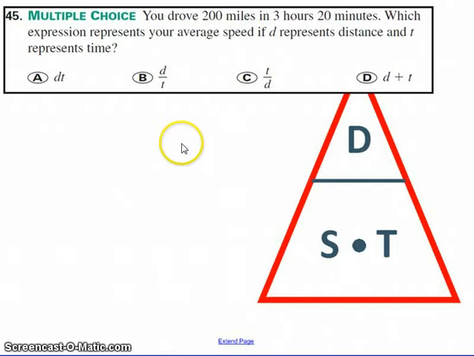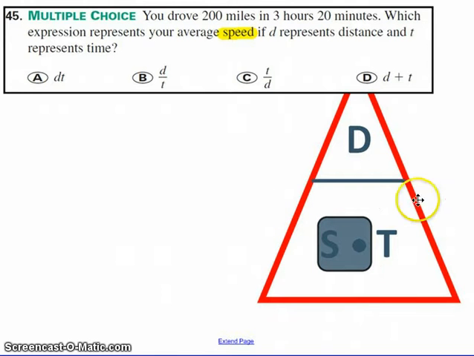That helps you to answer the very first question that I asked you to solve in the recent homework assignment. But task one, when you get a word problem like this, is to make sure you understand what the question's asking you. It's asking you to find the speed. And sometimes it takes a little bit of work to read a word problem and make sure you've got that. But it is saying, after all, which expression represents your average speed. So since I know I'm looking for speed, I'm going to cover speed up. And what's left? D over T. It makes it easy to find that the right answer right there is B.